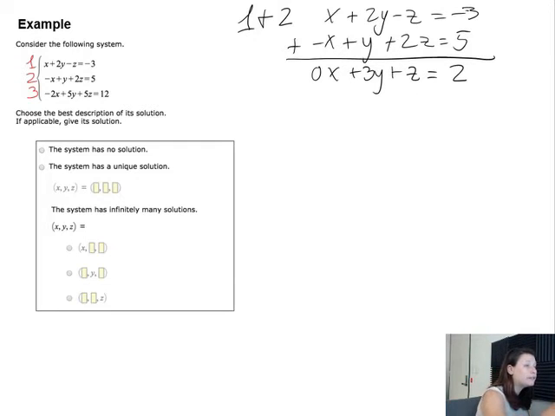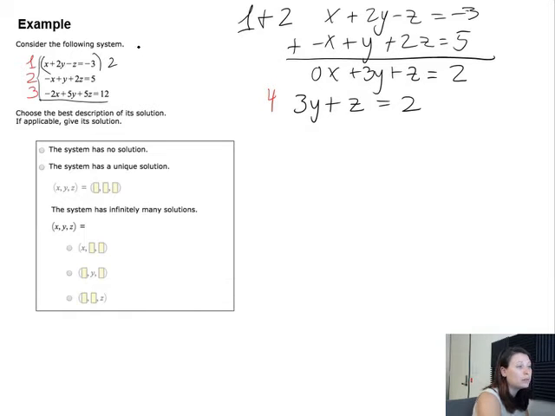So then our fourth equation is 3y plus z is equal to 2. Then we want to get rid of the x in the third equation now. That means number 1 needs a 2 in front of the x. So let's multiply him by 2, and we get a new version, which is 2x plus 4y minus 2z is equal to -6.